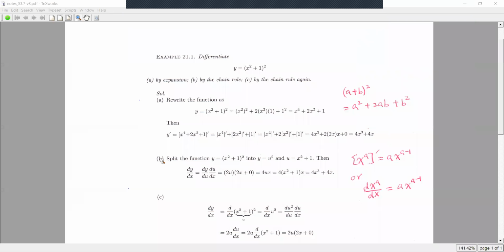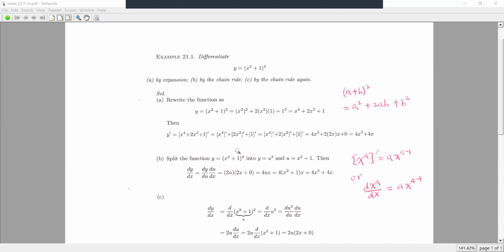Solution to part B. Find the derivative by the chain rule. In order to use the chain rule, I split the given function into this function and this function. Then I have y depends on u depends on x. If I plug in x squared plus 1 in the u here, then I get back to the given function. So the given function is a composite of this function and this function.